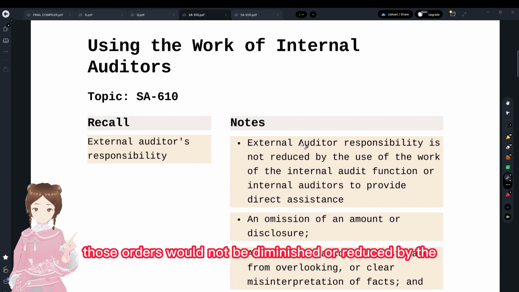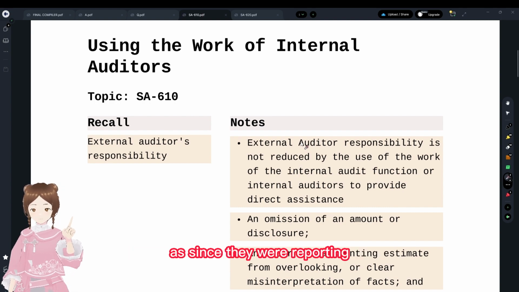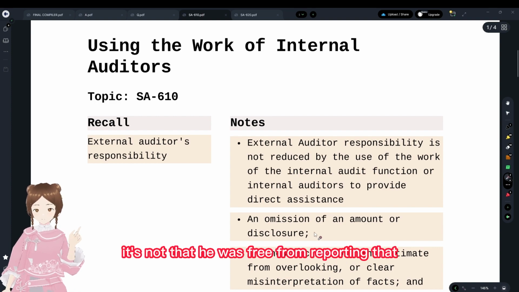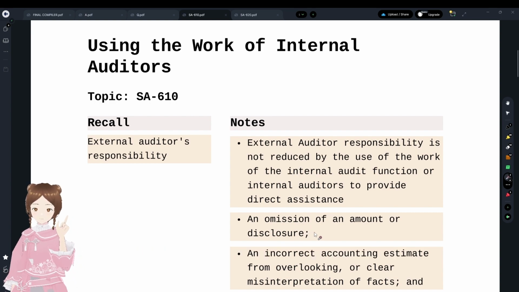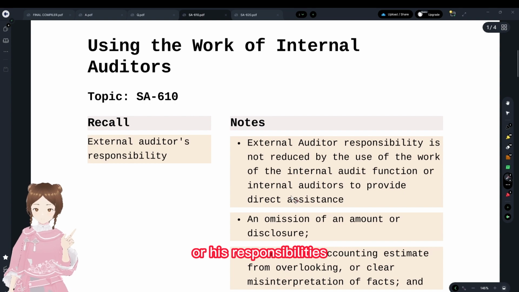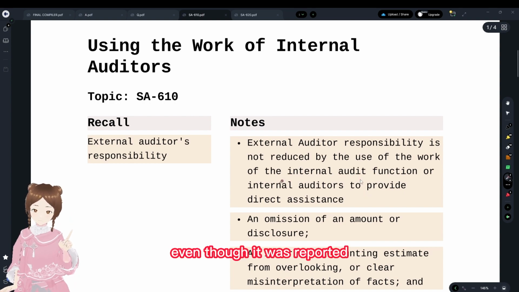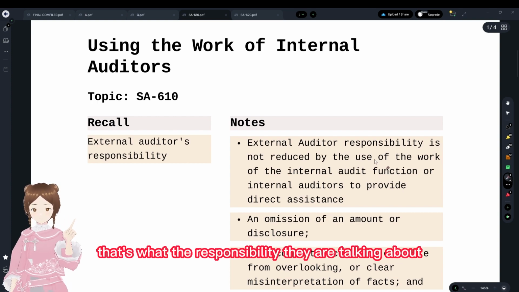Those auditors' responsibility would not be diminished or reduced by the internal audit function that was there. Since the internal auditors were reporting, it's not that he was free from reporting it. His responsibility will also be there for that fraud. So he is independent of the internal audit function in his responsibilities. Even though the fraud was reported by the internal audit function, he also has to report that fraud. That's the responsibility they are talking about.